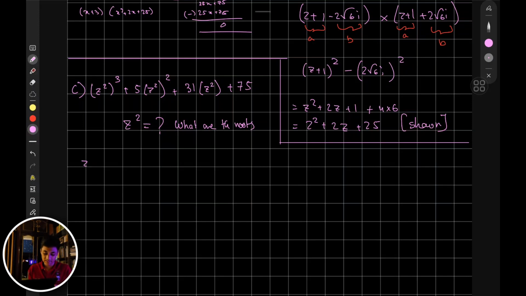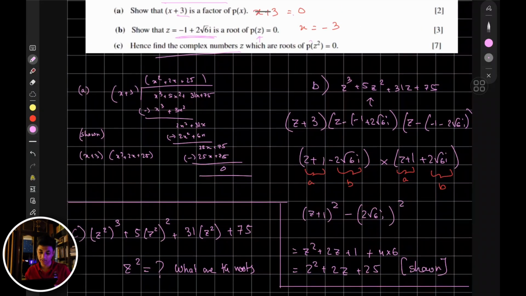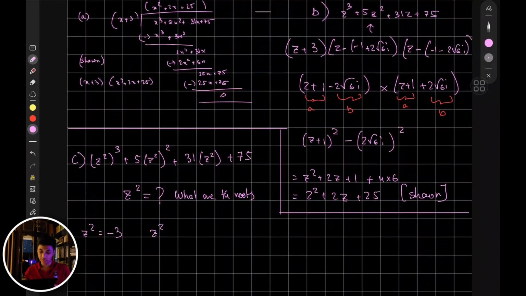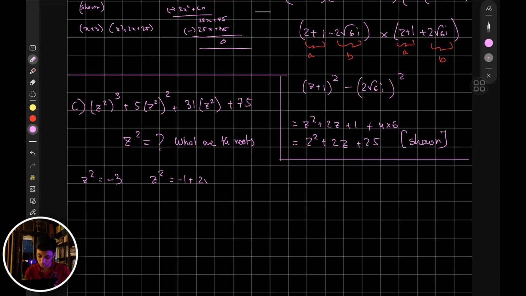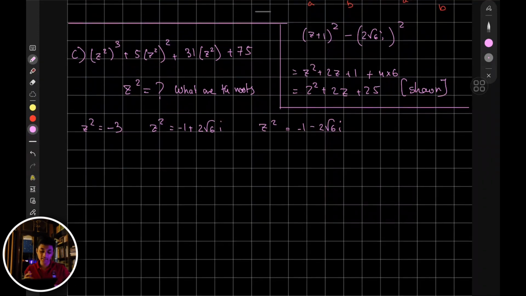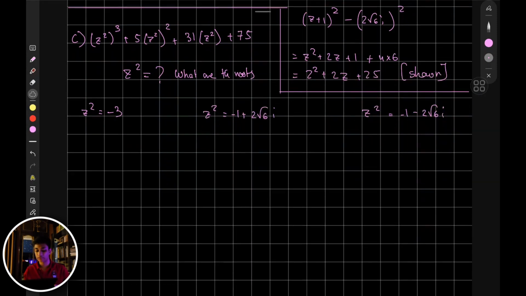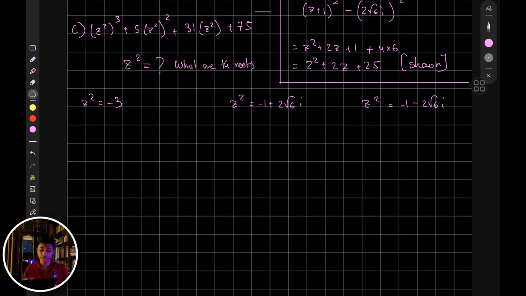So for now, you know z square can be minus 3, z square can be minus 1 plus 2 root 6i, and z square can also be minus 1 minus 2 root 6i. These are the three roots of z square, not z. Don't confuse it. So we have to calculate for all of these and get the roots for z. How do we do that?